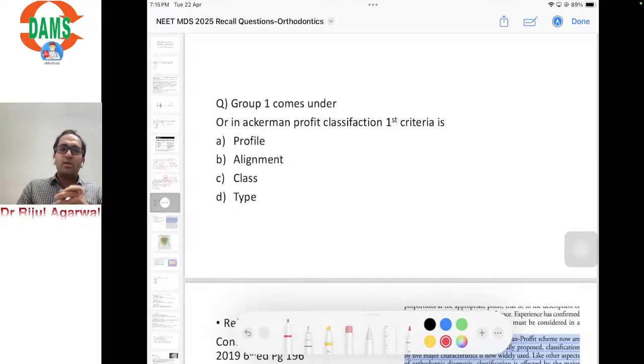Group 1 comes under the Ackermann Proffit classification. The first criteria is the options of profile, alignment, class, type. Okay, class type was clear to everyone. The confusion which occurred was between profile and alignment. So students, I very well mentioned in my class earlier, the criteria was first alignment.